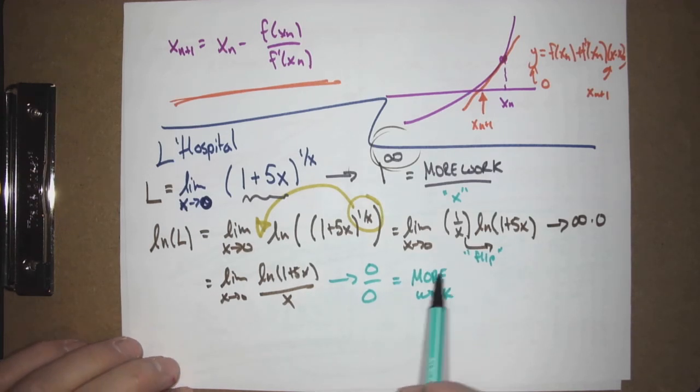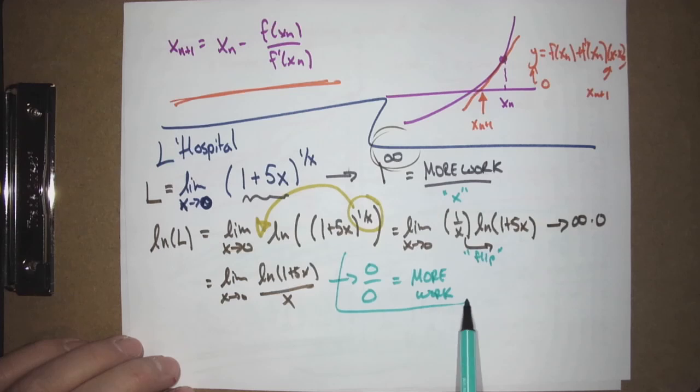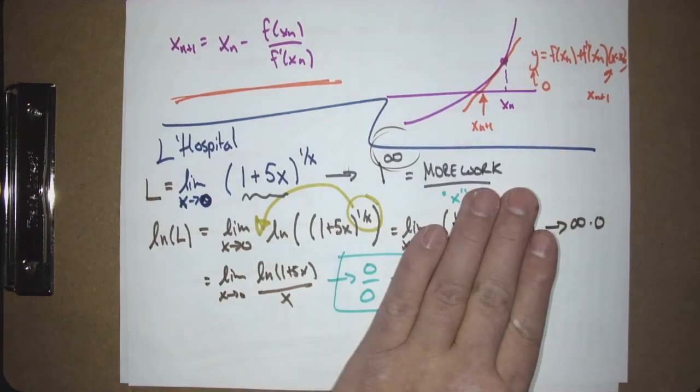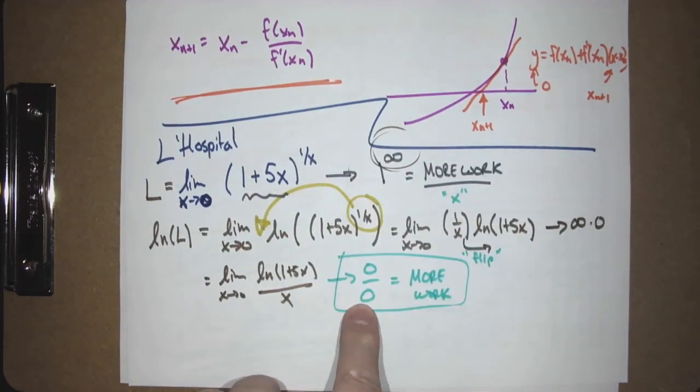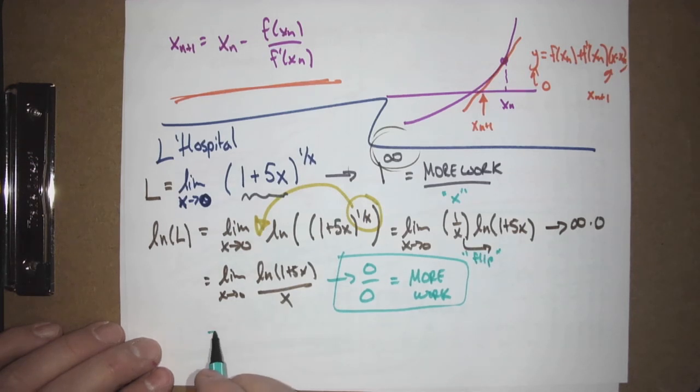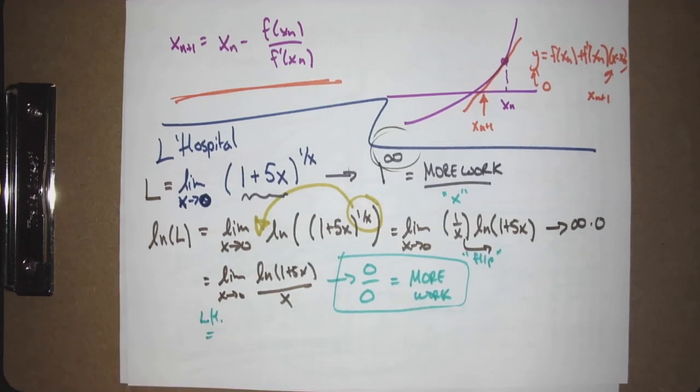Now, you might ask the question, do you have to include this? You don't have to include the more work part. But you should include something that says, yes, I recognize this goes to 0 over 0, or this goes to infinity over infinity. If you leave that part out, they're going to be like, well, why did you do that? So make sure you indicate that I know something happened. And I like to put in LH, just to emphasize, I know I'm doing L'Hopital.